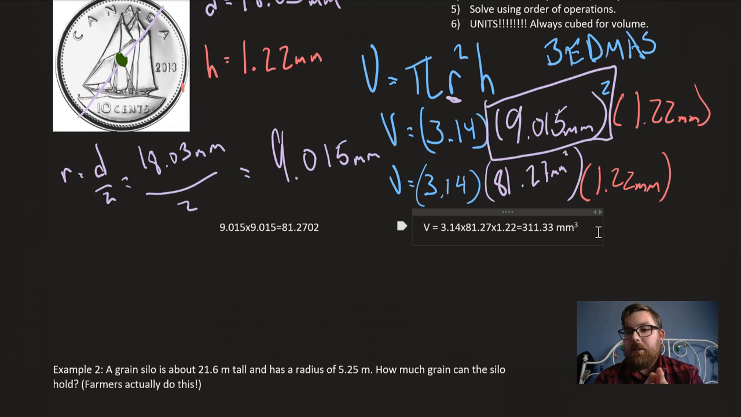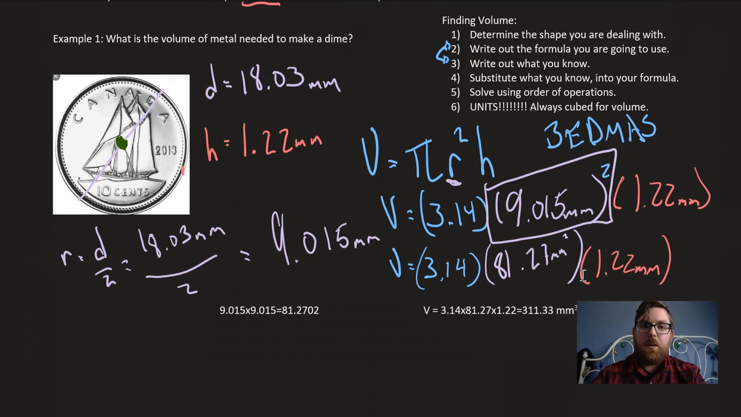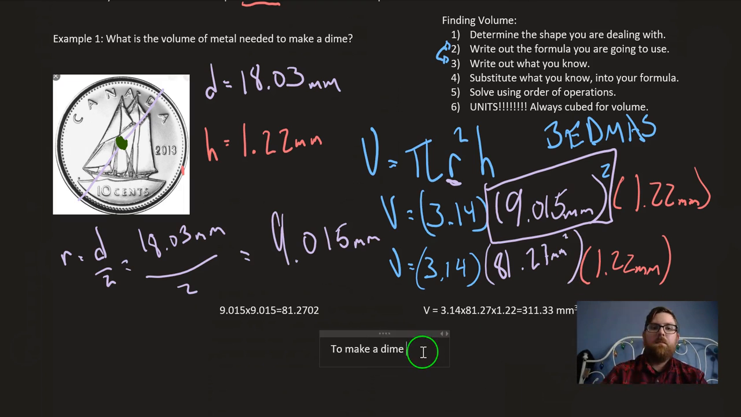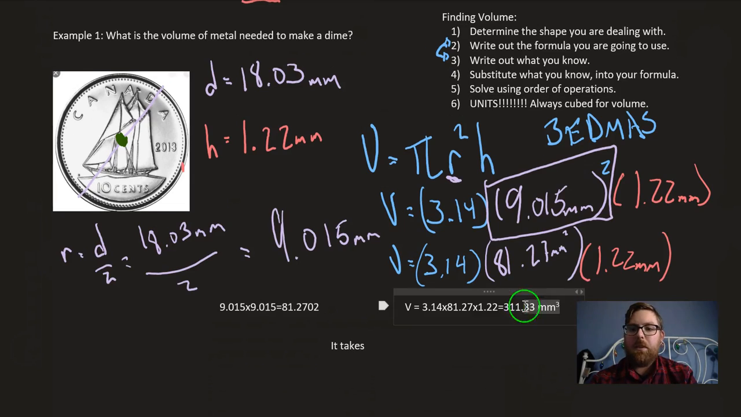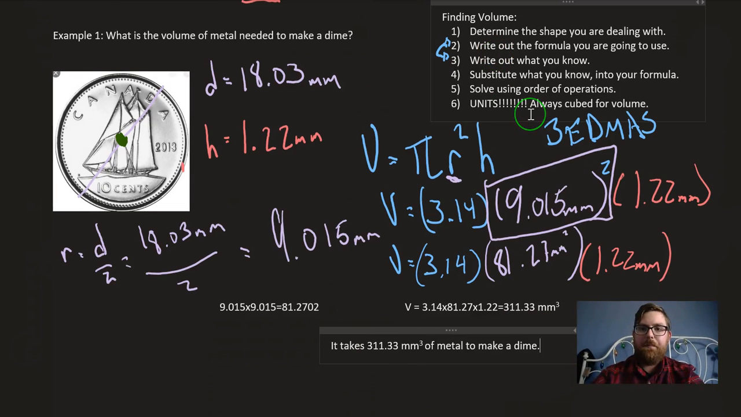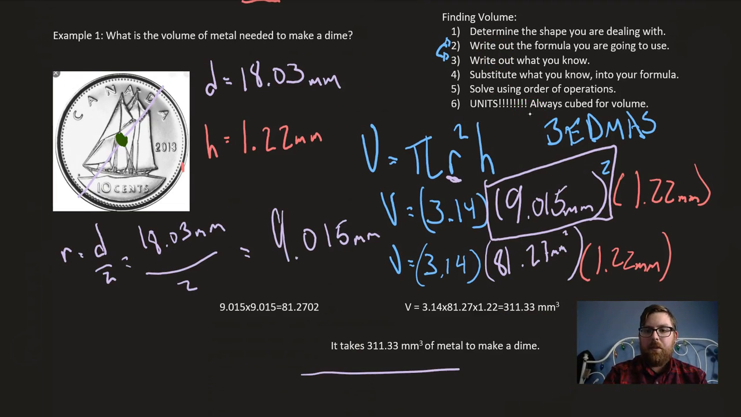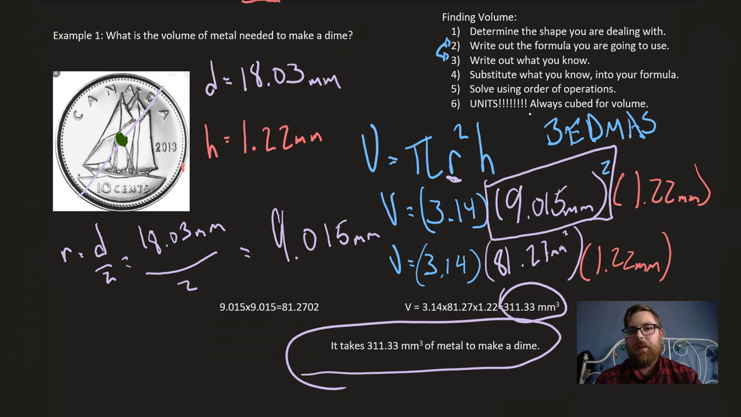And the reason I'm not done is this is a word problem. So I need a word answer. So let me finish that up. So my question here was, what volume of metal is needed to make a dime? I'm just going to circle it for good luck. There we go. And there's our question.